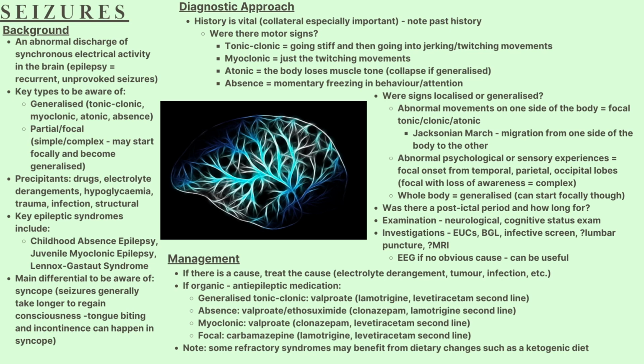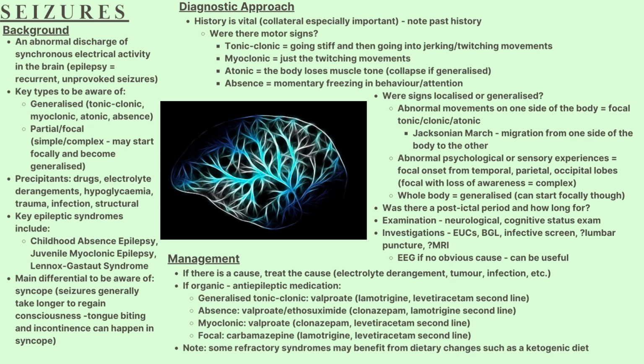So for a generalized tonic-clonic seizure, valproate is the first line, and lamotrigine and levetiracetam are second line. For an absence seizure, valproate or ethosuximide are first line, with clonazepam and lamotrigine second line. For myoclonic seizures, valproate again is first line with clonazepam and levetiracetam second line. And for a focal seizure, carbamazepine is first line with lamotrigine and levetiracetam second line.